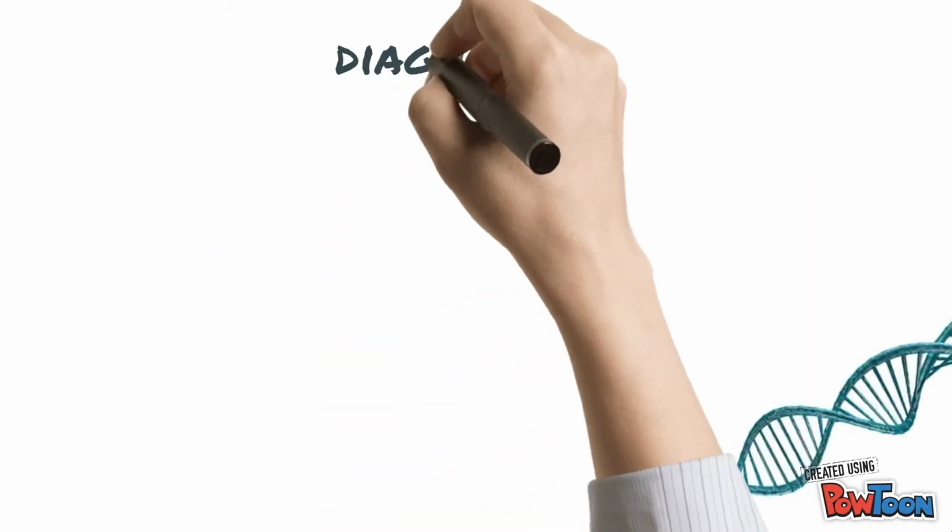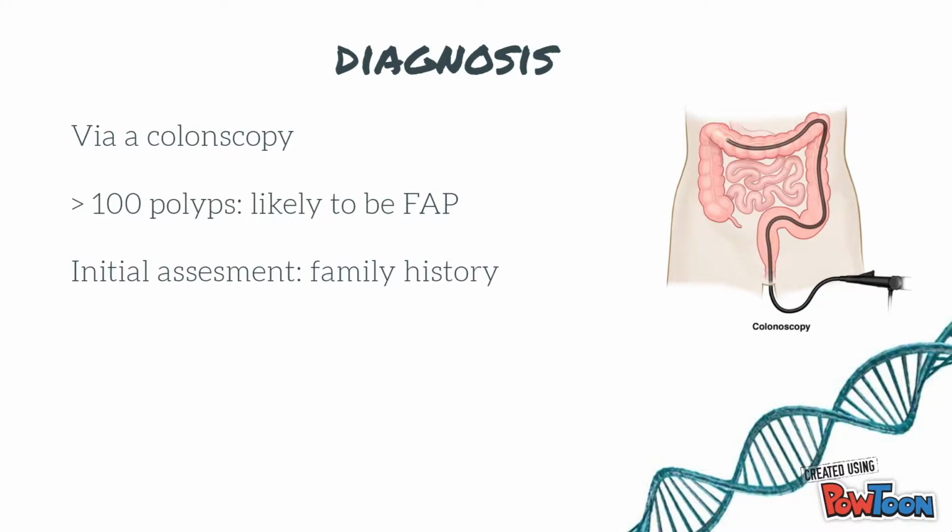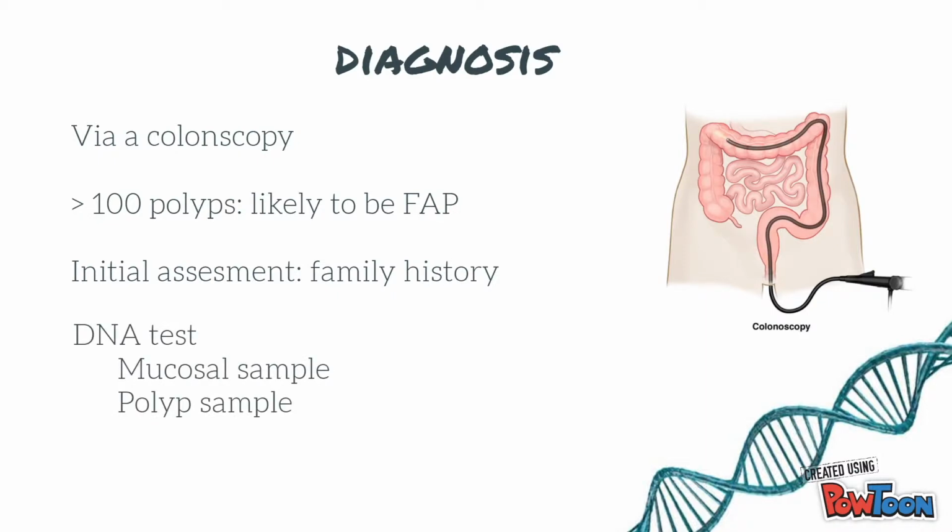Patients are usually diagnosed via a colonoscopy, and when the patient has more than 100 polyps, it is likely to be FAP. The initial assessment for the diagnosis is the collection of family history of cancers and premalignant gastrointestinal conditions. However, the diagnosis can only be confirmed by a DNA test. The material taken for the test can be a mucosal sample from the mouth, or a polyp sample taken by a colonoscopy.